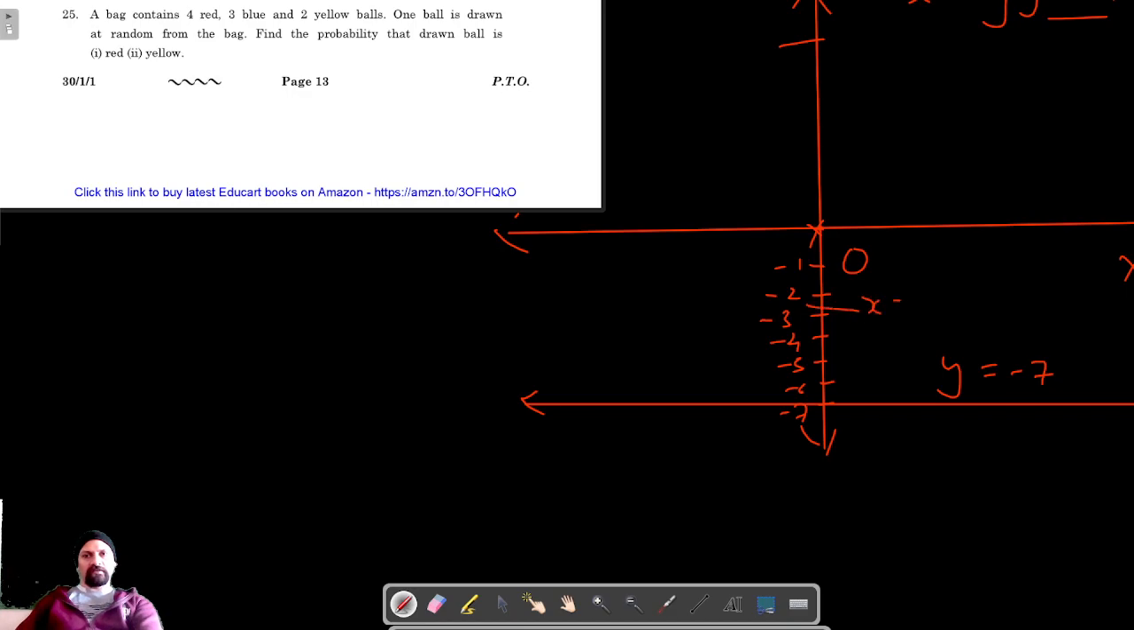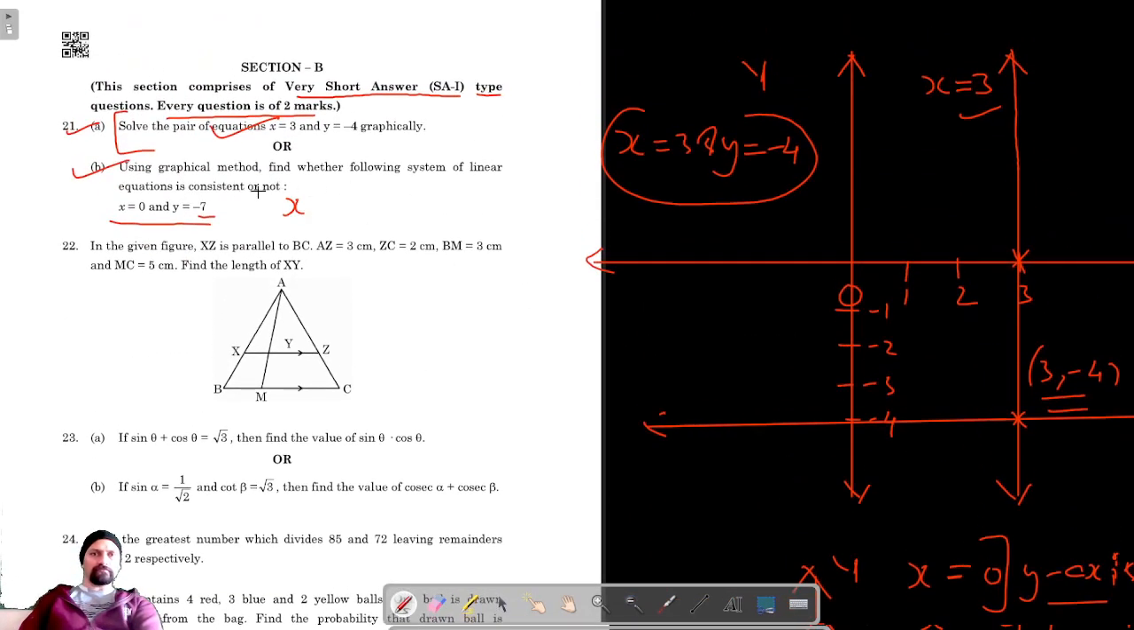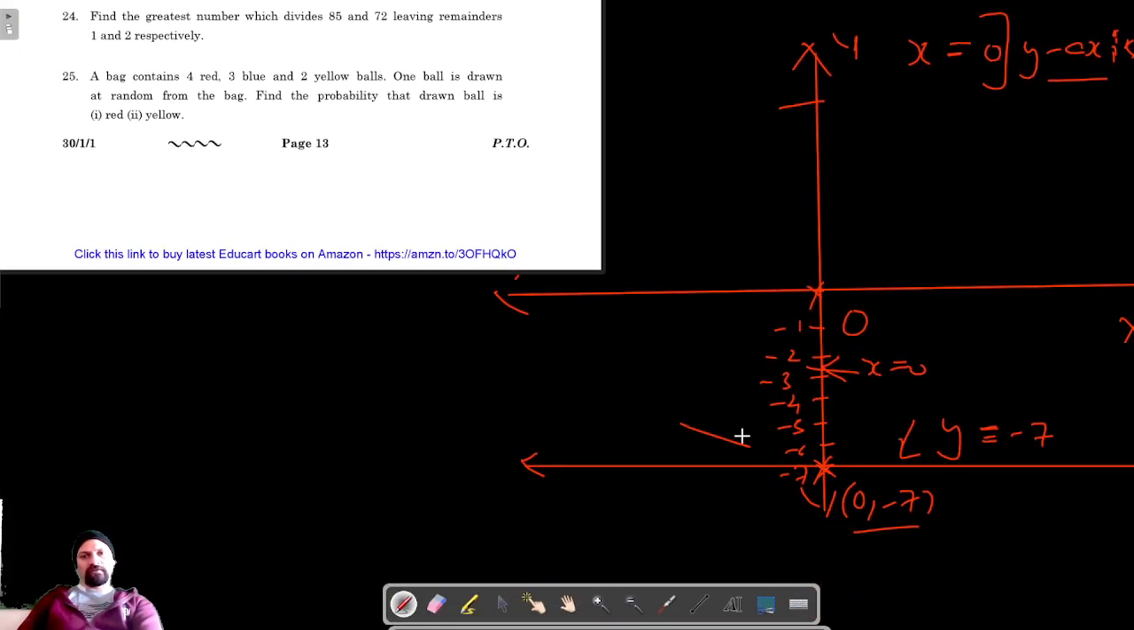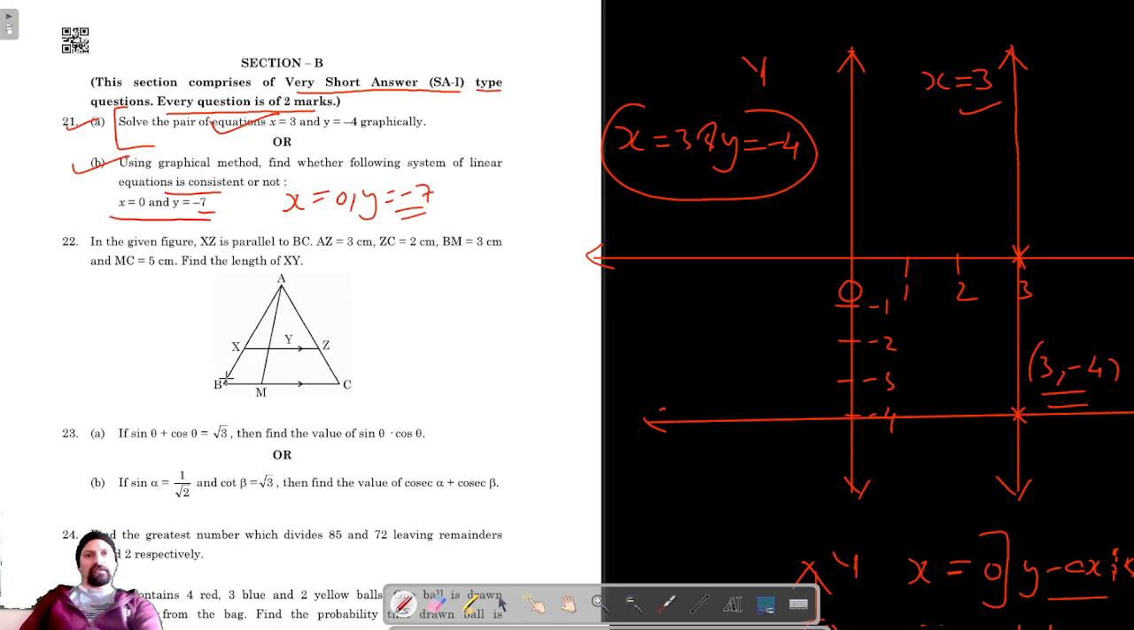Now this is x is equal to 0 and this is y is equal to -7. Both of them are intersecting at the point 0 comma -7. That is the point on the y-axis where y is equal to -7. So the solution for this is x is equal to 0 and y is equal to -7, and by graph there is a unique solution. That means the given pair of equations are consistent.